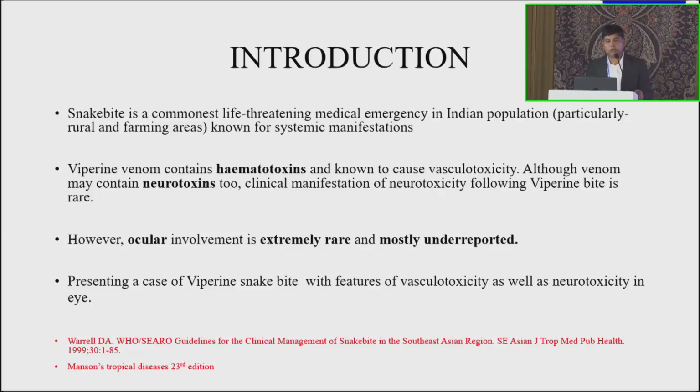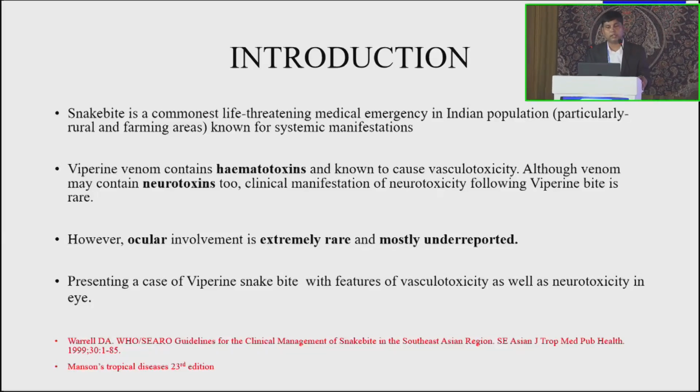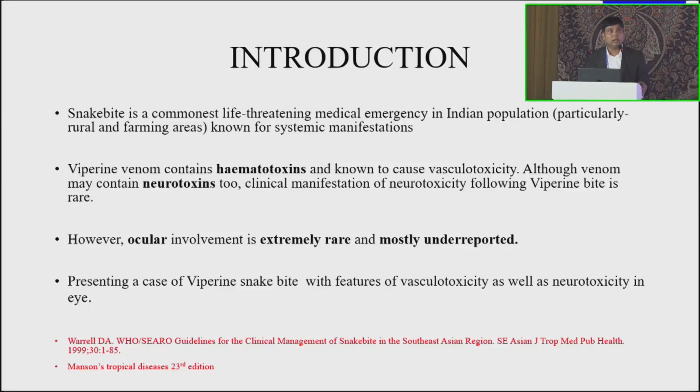Basically, snake bite is the commonest life-threatening medical emergency in the Indian population, and it is known for its systemic manifestations. Viperine venom contains hemotoxins that are known to cause vascular toxicity. Although venom may contain neurotoxins too, the clinical manifestation of neurotoxicity following a viperine bite is rare. However, ocular involvement is extremely rare and mostly underreported.